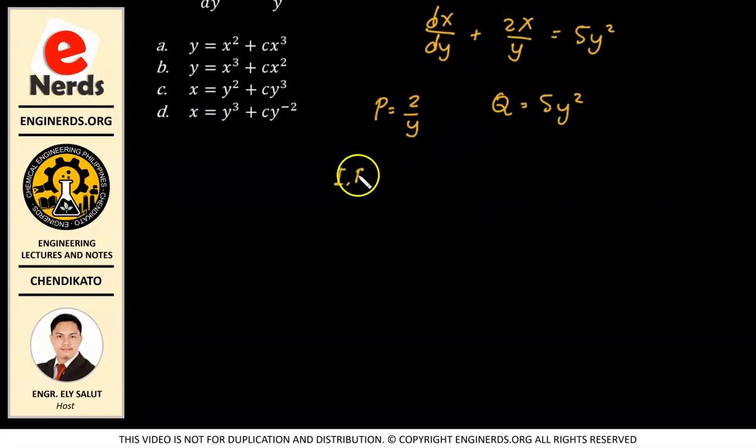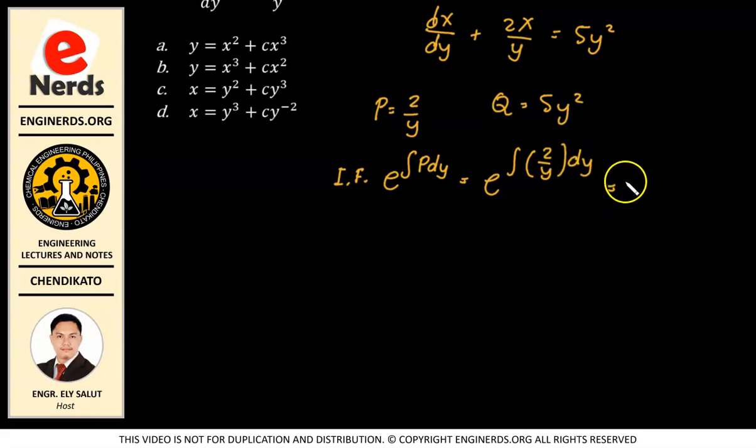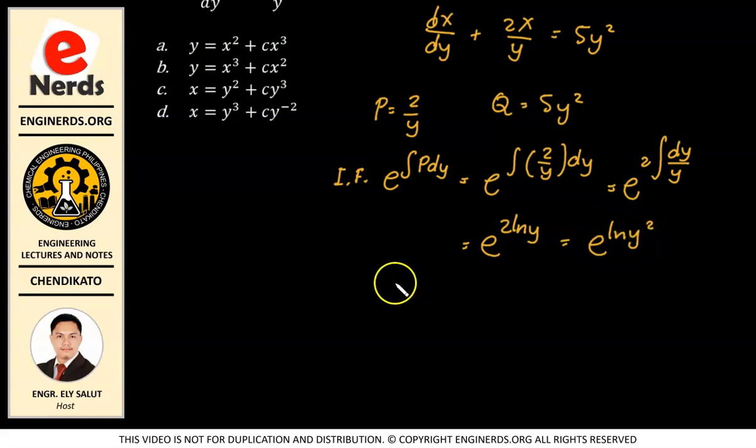So for the integrating factor, we need to take e to the integral of p dy, which is e to the integral of our p, which is 2 over y, then dy. So we have e to the integral of dy over y, which is equal to e to the 2 ln y, which, using the laws of logarithm, is ln y squared. Therefore, our integrating factor, simplified, is y squared.